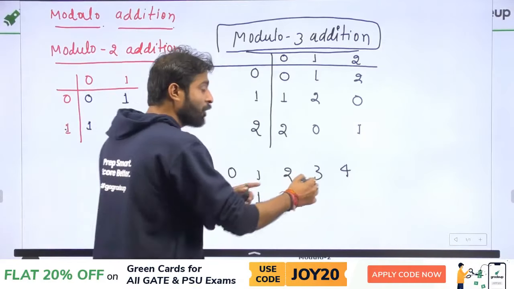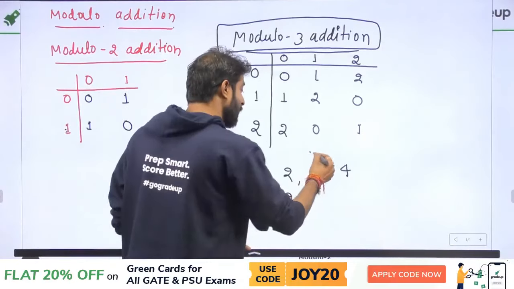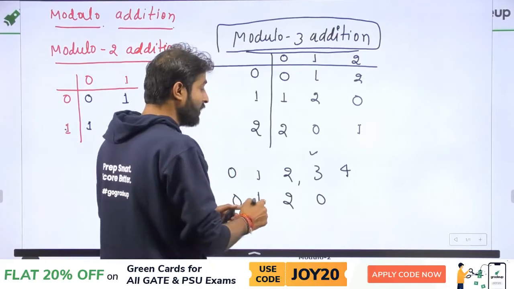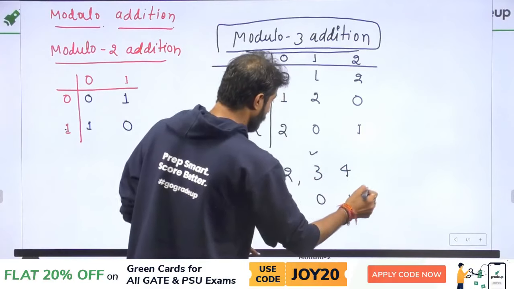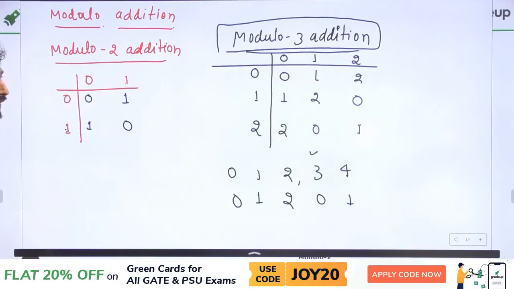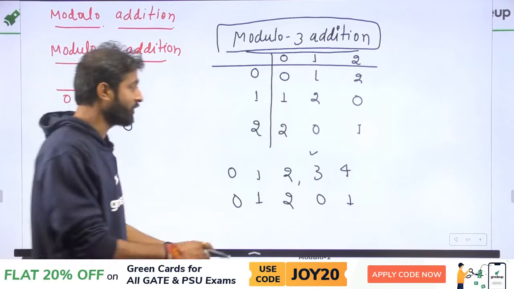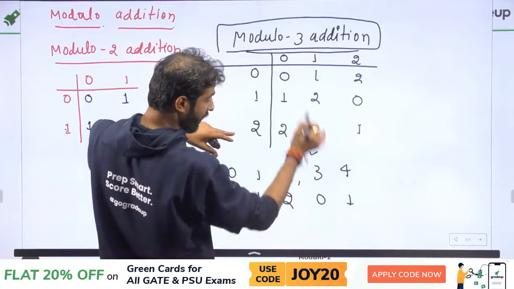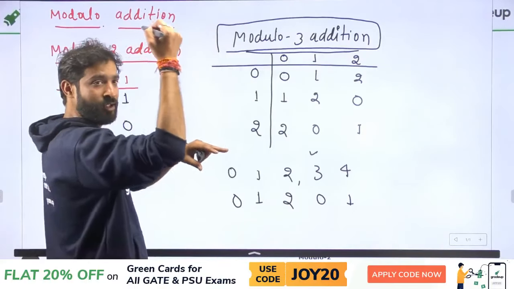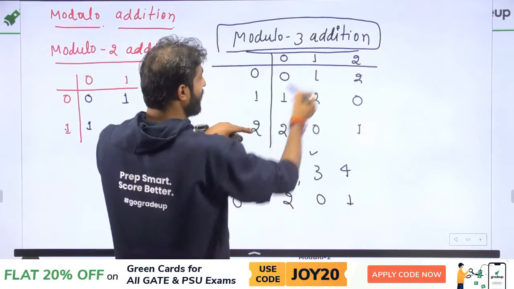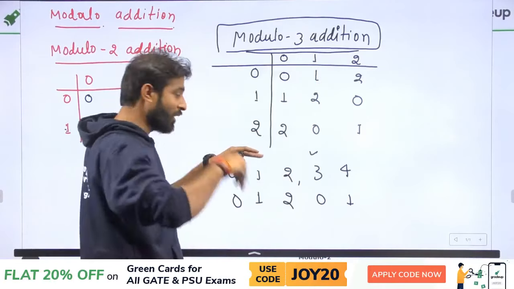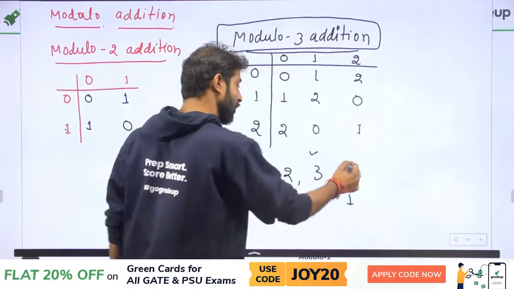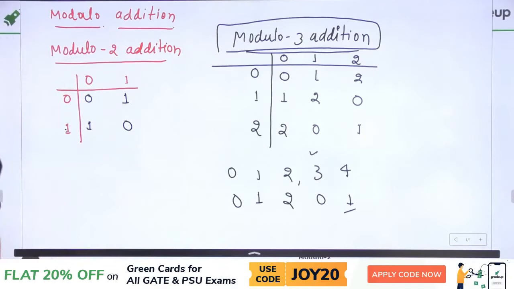So whenever you add and it becomes 3, then the 3 again becomes 0. And after that, if you add more, it becomes 4, and 4 again becomes 1. So it is called modulo 3 addition. So 1 addition with 2, the answer will be 3. At the place of 3, we have to write 0. So I am writing 0, right? So 2 addition with 1, the result will be 3. So at the place of 3, I am writing 0. Now 2 addition with 2, the result will be 4. At the place of 4, I am writing 1, right?